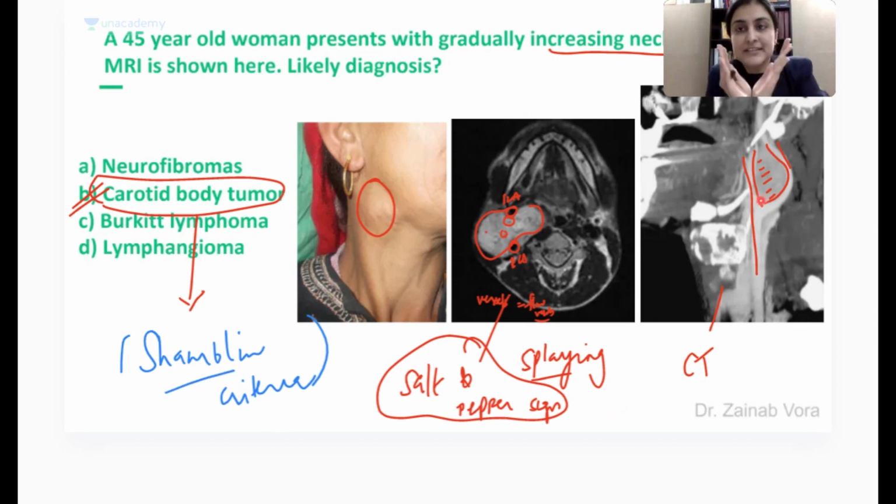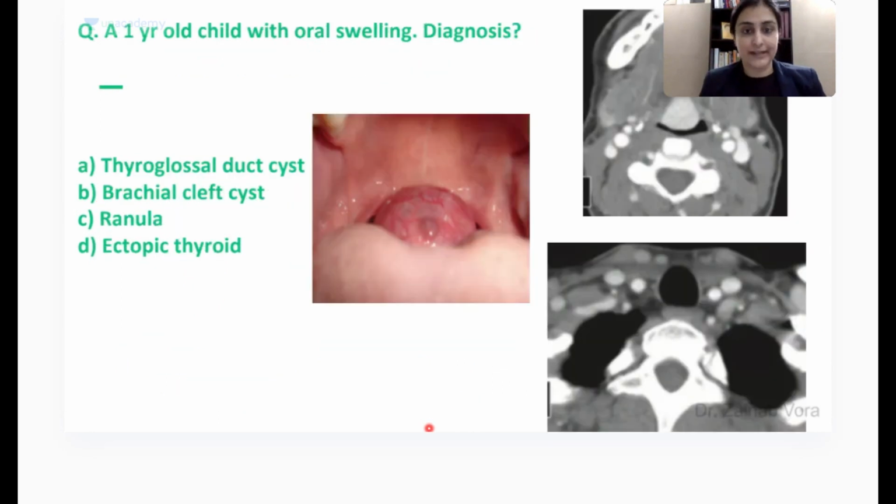Lyre sign is nothing but this splaying. The fact that it sits here at the bifurcation of the carotid artery, this is called the lyre sign. Okay, the splaying of the two vessels, typically described for DSA. All right, digital subtraction angio, maybe they can show you a similar image. Okay, everybody, this is clear. Carotid body tumor, no doubts. Chamberlain criteria. Okay? All right, going to the next neck mass.